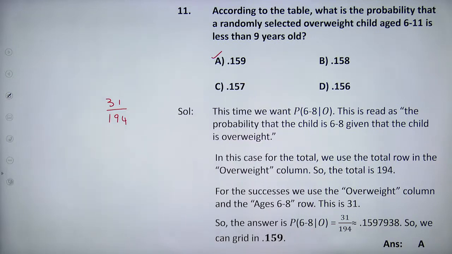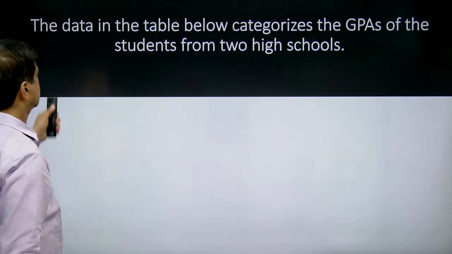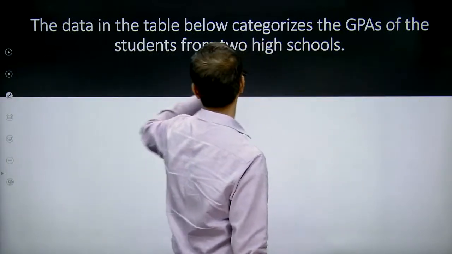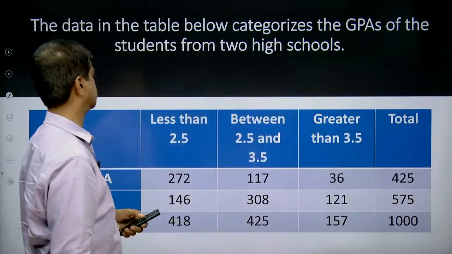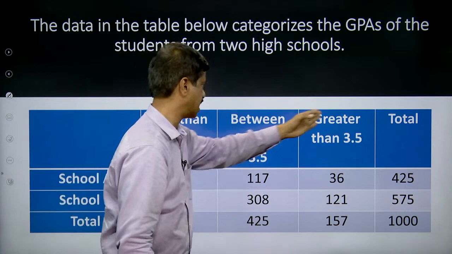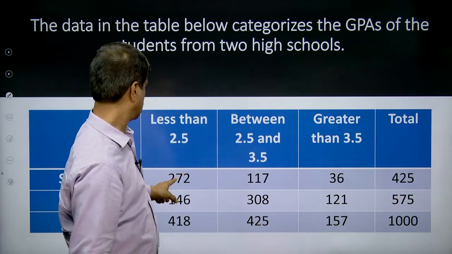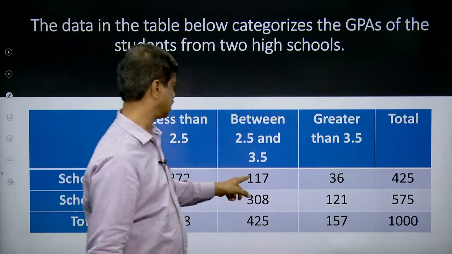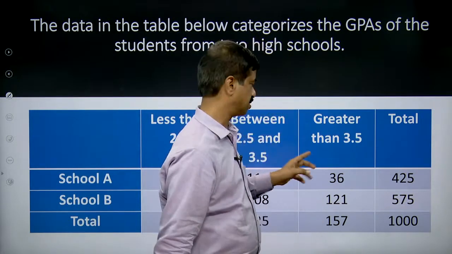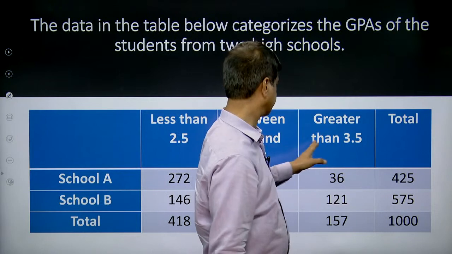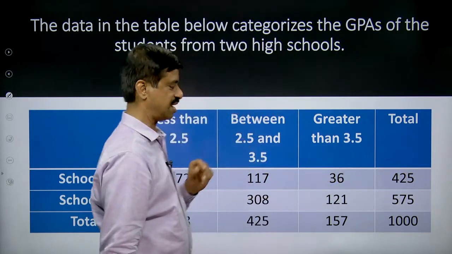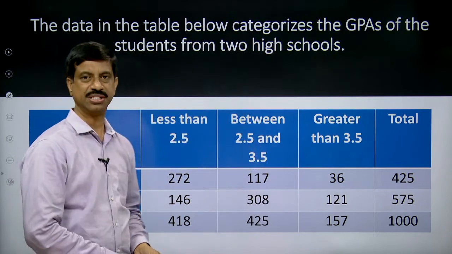So right, children, let us go to the next question. The data in the table below categorizes the GPAs of the students from two high schools. School A, School B, less than 2.5, all this data given. Less than 2.5 are 222, between 2.5 and 3.5 are 117, not below 3.5. Greater than 3.5 are 36, total 425 students. Similarly, School B, this is the data.